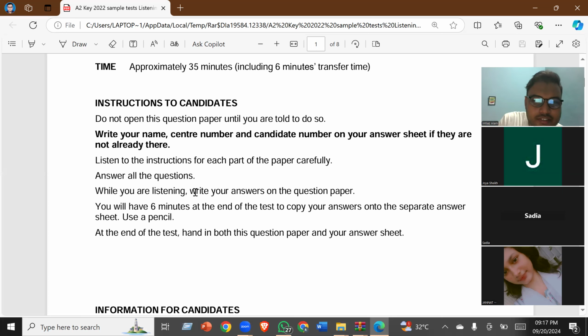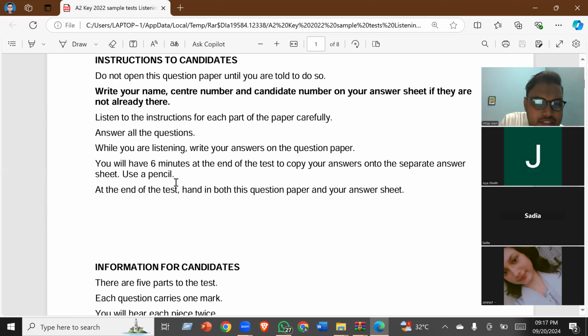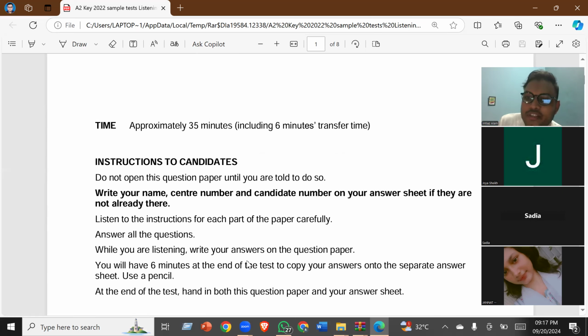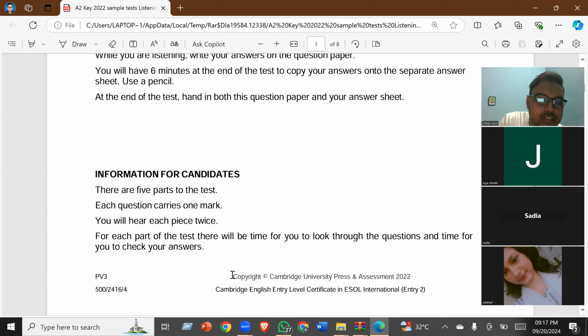Now we are going to the next instruction, and that is: listen to instructions for each part of the paper carefully. Okay, you will understand these things. So your exam time is 29 minutes, and also you will get extra 6 minutes to transfer your answers. And now we are going to the next segment, and that is information for candidates.